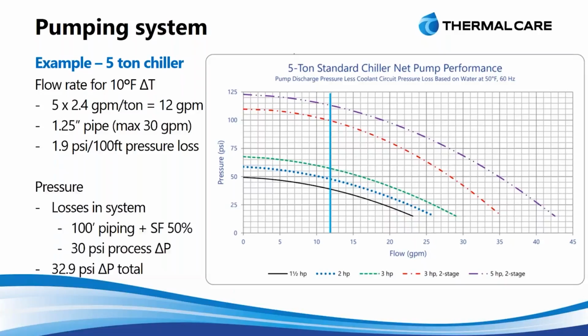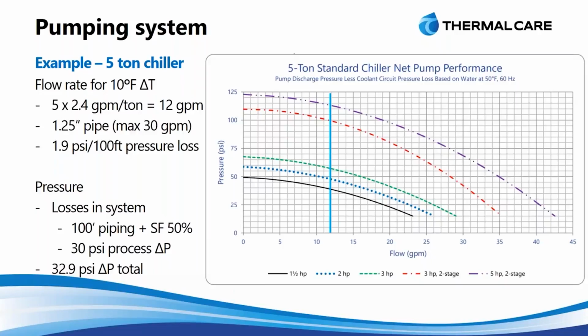Next, we need to talk about our pressure. The pressure requirement is based on the losses in the system to ensure that we have enough pressure to push that water through the system. So we're going to say 100 feet of total piping. That could be essentially 50 feet from the chiller to the process and 50 feet back from the process to the chiller. That could be 10 feet up, 30 feet over, 10 feet down. It could be a straight shot.